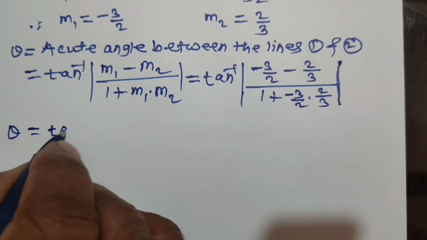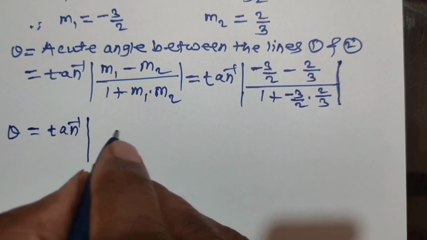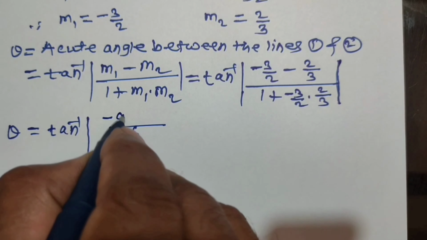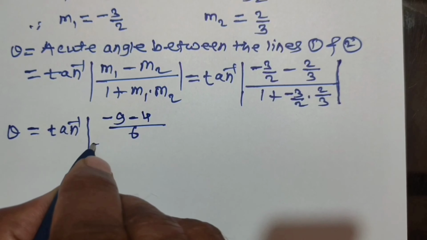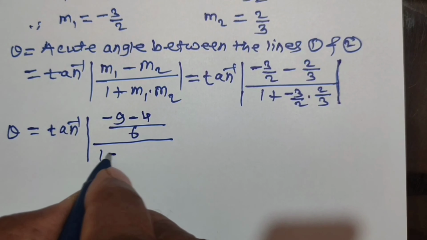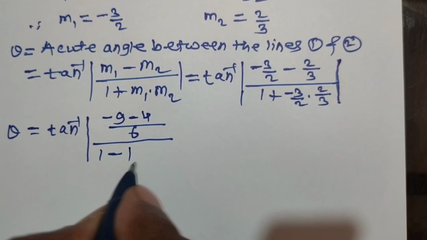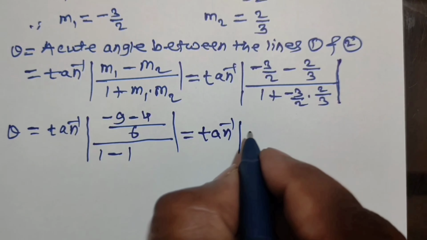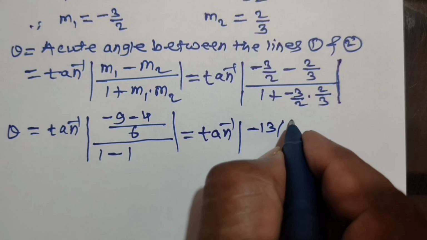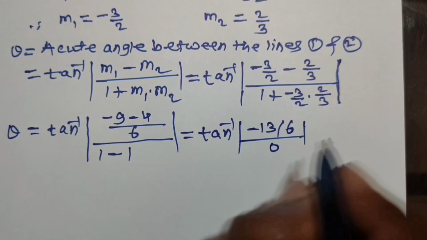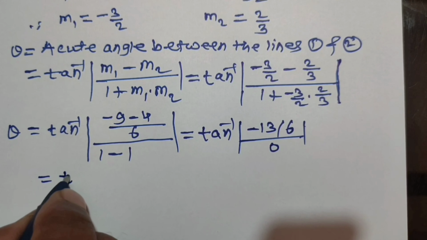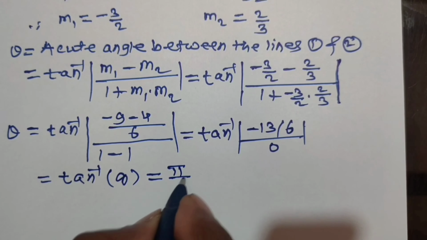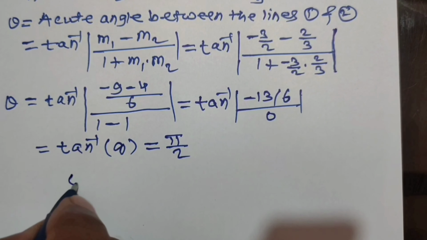theta is equal to tan inverse, LCM of numerator is 6, so (minus 9 minus 4) divided by 6, whole divided by LCM of denominator, which is also 6, but here 2 gets cancelled, 3 gets cancelled, hence denominator becomes 1 minus 1, which is equal to tan inverse of minus 13 divided by 6 divided by 0, which is nothing but theta is equal to tan inverse infinite, which is equal to pi divided by 2.